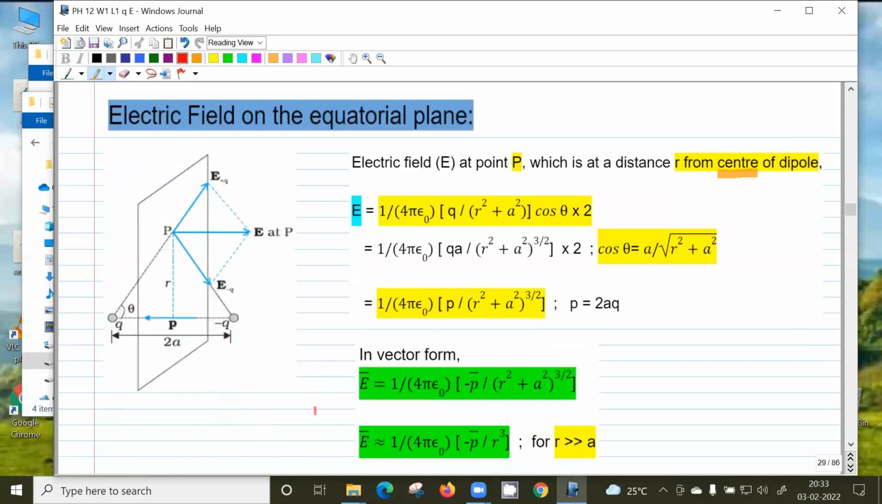So the next set of points is on the equatorial plane. So these are the two charges, minus q and plus q. If you take a point P here, due to plus q the electric field will be in this direction, and minus q will be an attractive force, in the same direction. So what about the length of these two vectors? Is it the same or different?